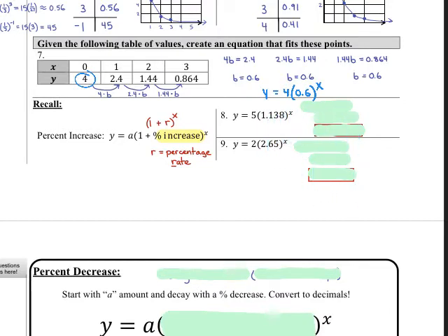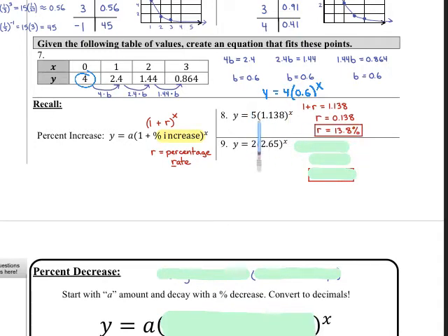This is a review, so remember, we take that 1.138 and set it equal to 1 plus r. Obviously we're solving an equation here, so to get r by itself we subtract 1 from both sides. So that's where r equals 0.138 comes from. Remember, that's in decimal form. If we want the percent increase, we need to multiply that number by 100. So 0.138 converts to 13.8%.